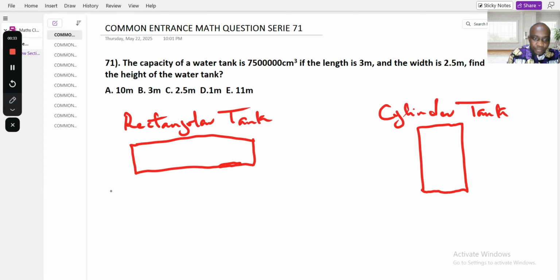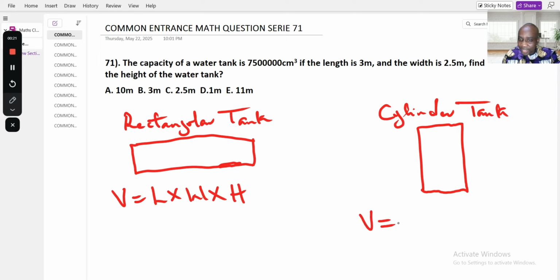For this one, the volume is length times width times height, while the volume for this cylinder tank is pi r raised to power 2 times height. Now, based on the question given to us, you will see that the length is there.